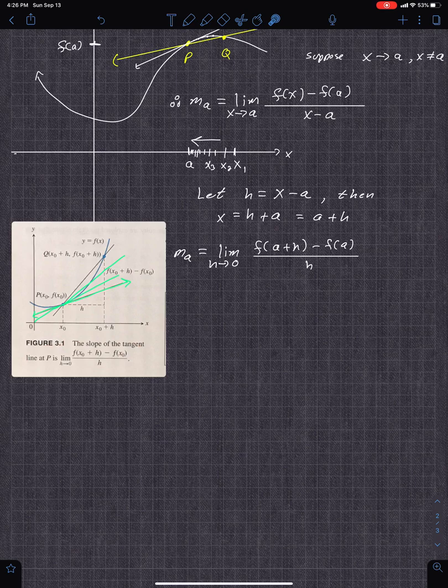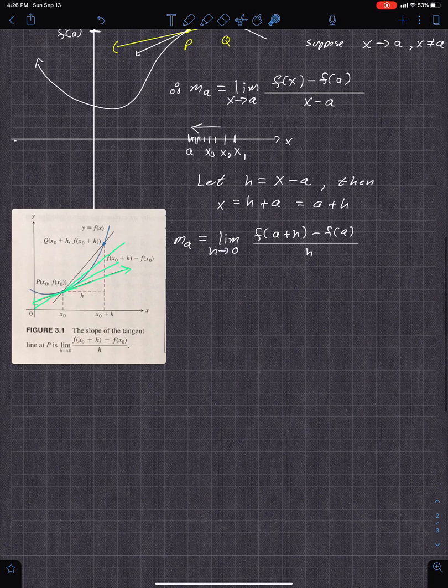Okay, so that is basically the definition of the slope of the tangent line to a curve.